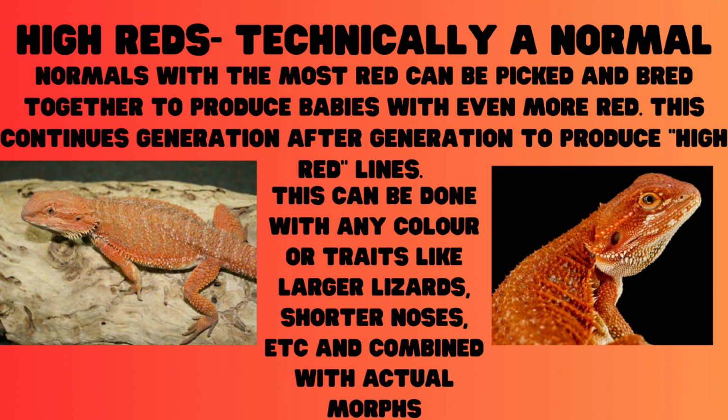You've also got traits like larger lizards in the example of German giants, shorter noses, and all other sorts of morphs that aren't actually morphs. They're just kind of designer line-bred lizards, which can actually be harder to produce than some morphs sometimes, and you'll see why in a minute.